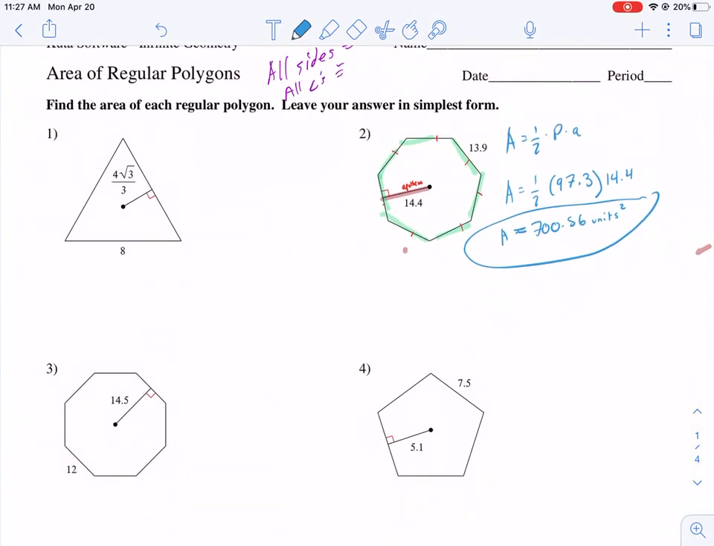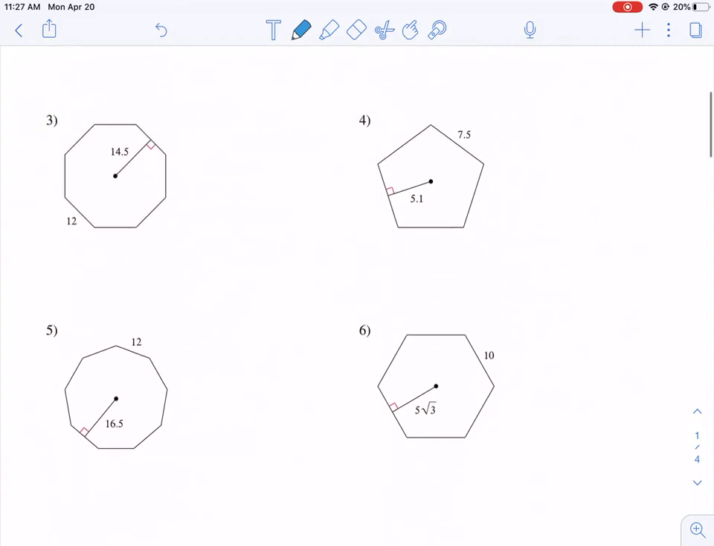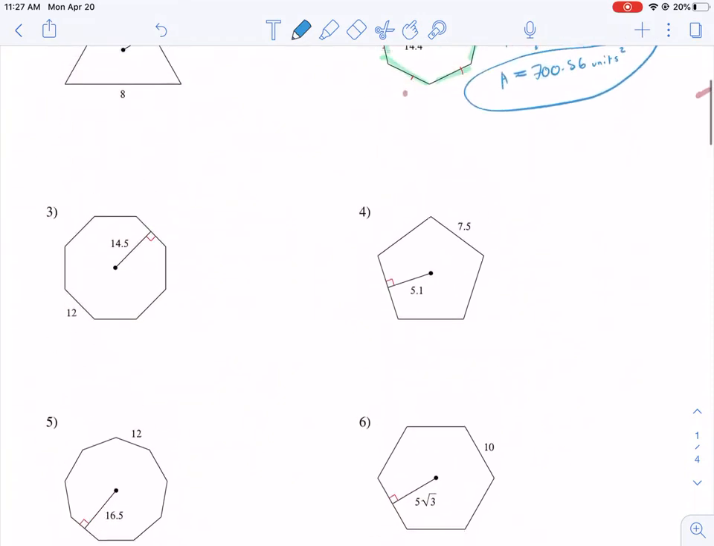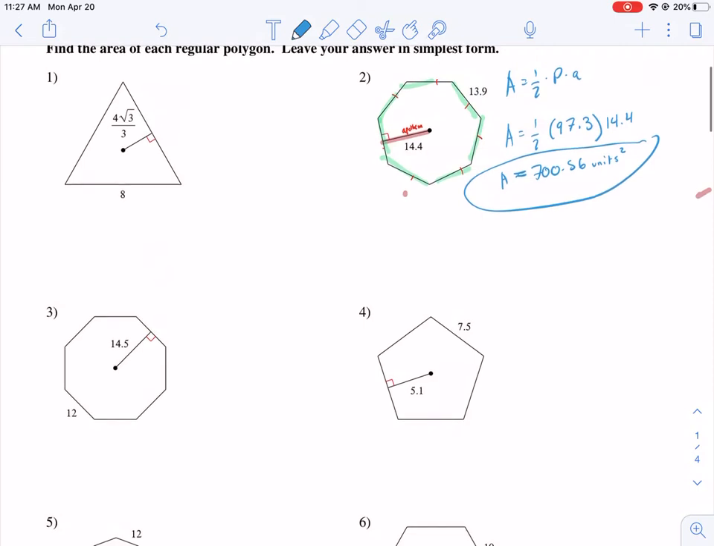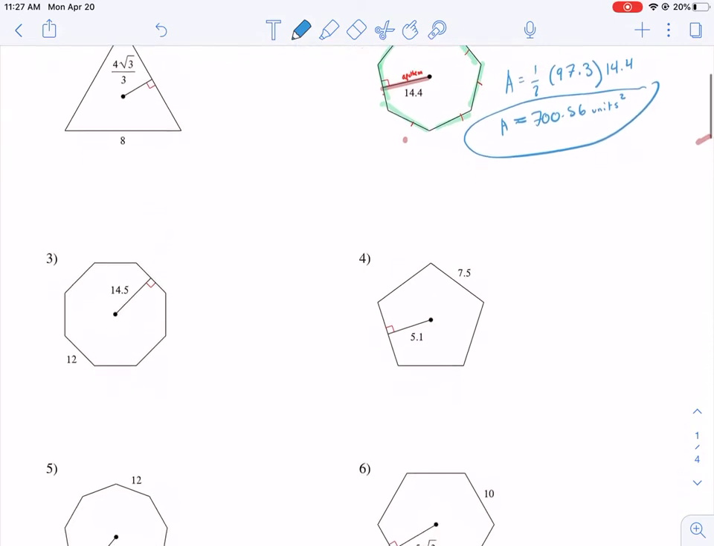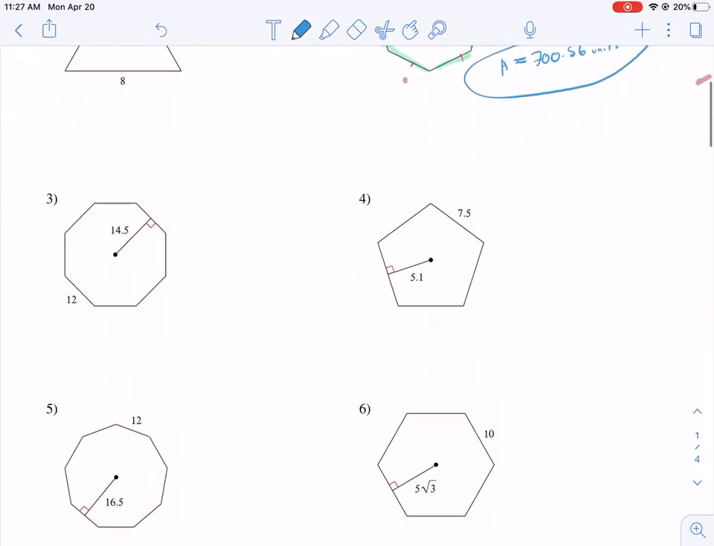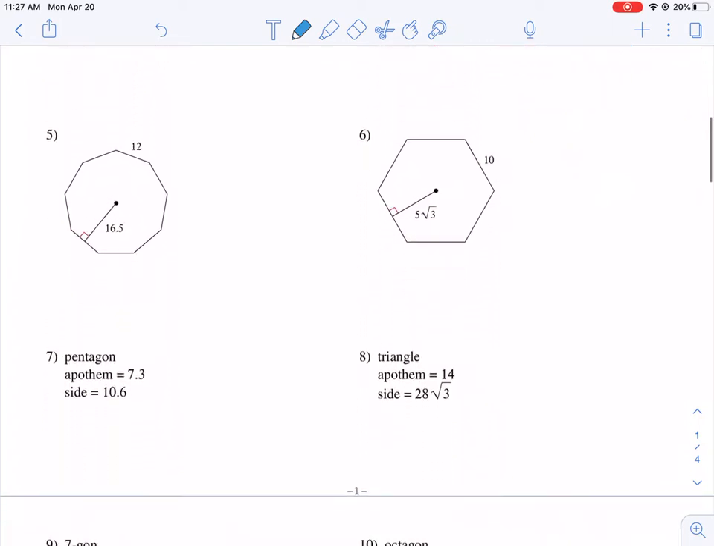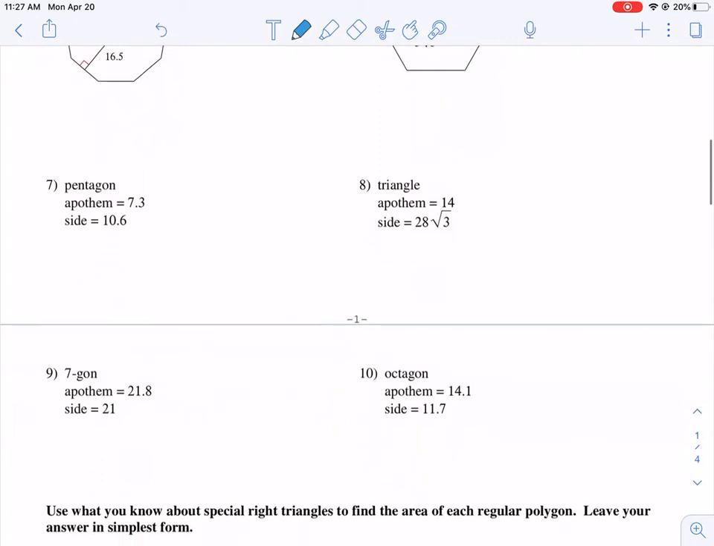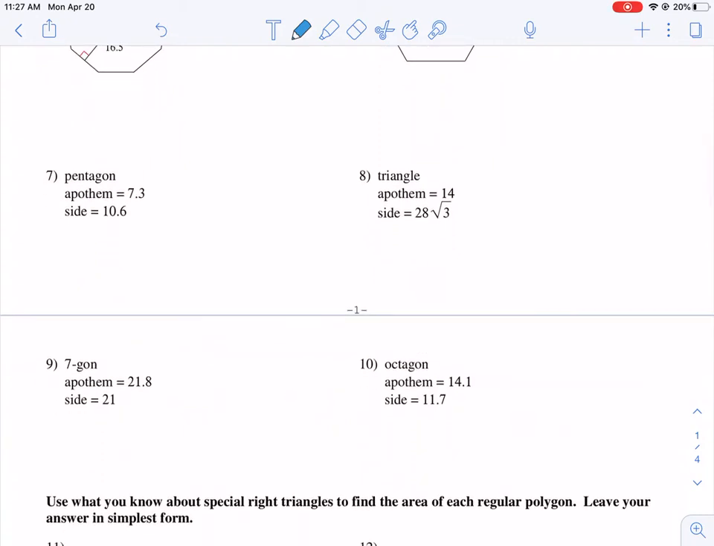All these problems here, 1 through 6, are identical. They give you the side length, and they give you the apothem. So to find the perimeter, you take the side length and multiply it by the number of sides, then multiply that by the apothem, which is given, perpendicular to the side, and then divide that by 2, and that's the answer. Same thing for 7 through 10, so let's just do an example.